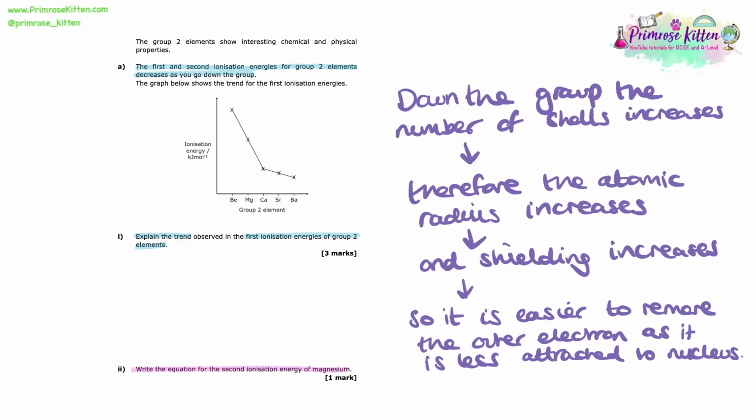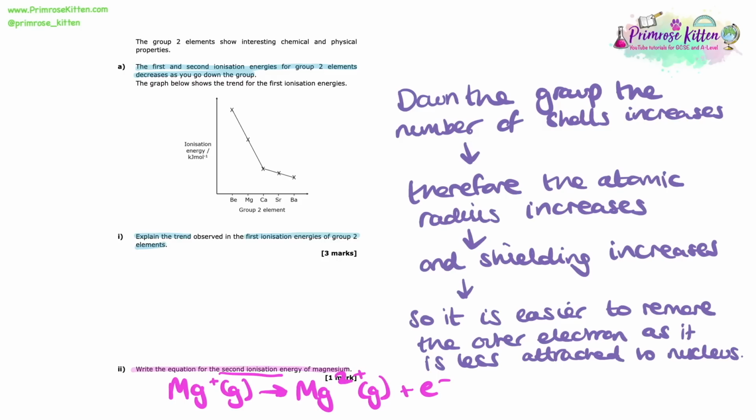So now we're asked to write the equation for the second ionization energy of magnesium. Now, really important that we know how to do these. Because this is second ionization energy, we're going to make the Mg2+ ion. Now, each of these ionization energies just involves the removal of 1 electron, okay? So we're going to go from the Mg+ ion to the Mg2+ ion plus 1 electron.